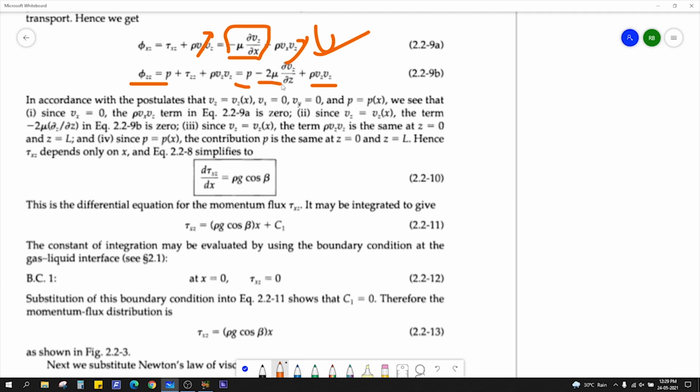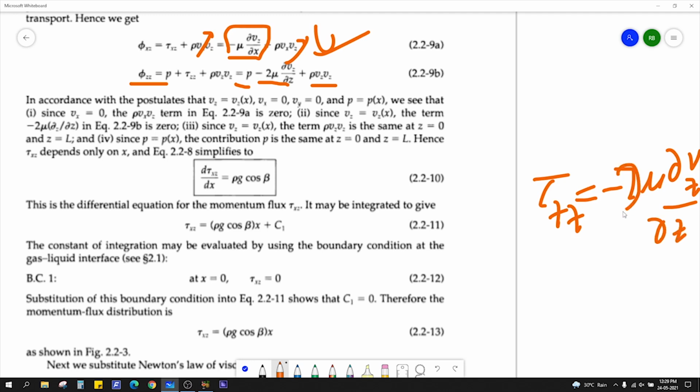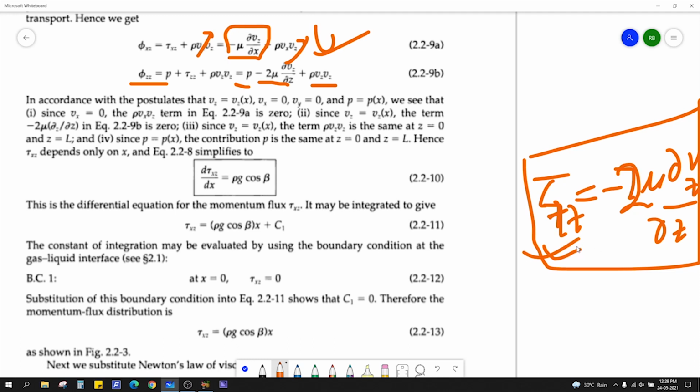And in this definition, you might ask why tau zz is equal to minus 2 mu dou vz by dou z. Why is it 2 here, right? I will explain in the next class because I somewhat forgot to tell you about this in the previous class. For now, just assume it is minus 2 mu dvz by dz, right? I will make a separate video on why it is like this. Okay, so this is there and this is there.